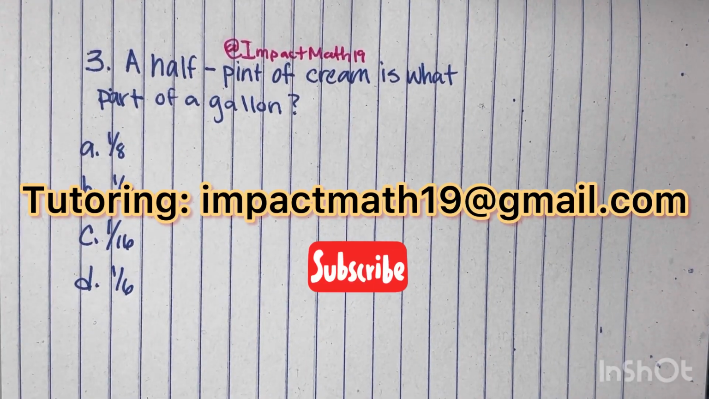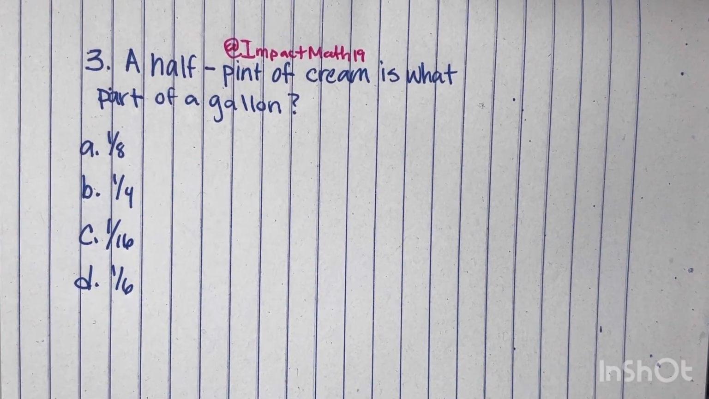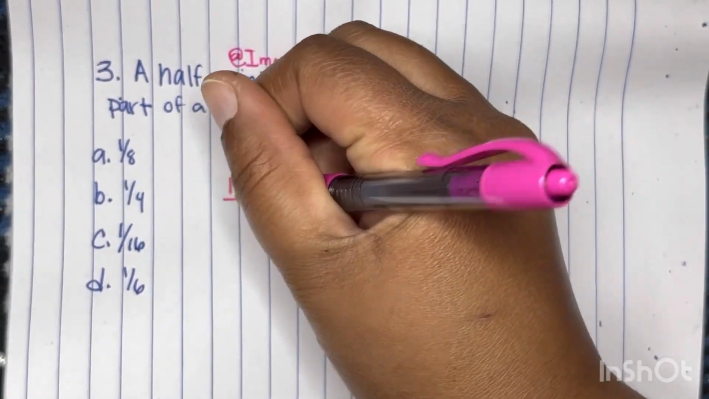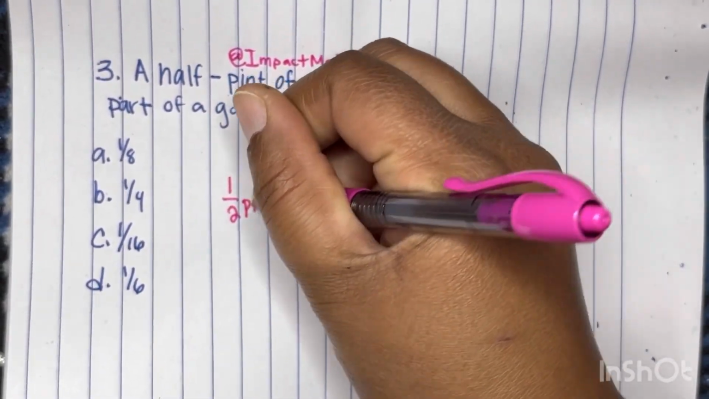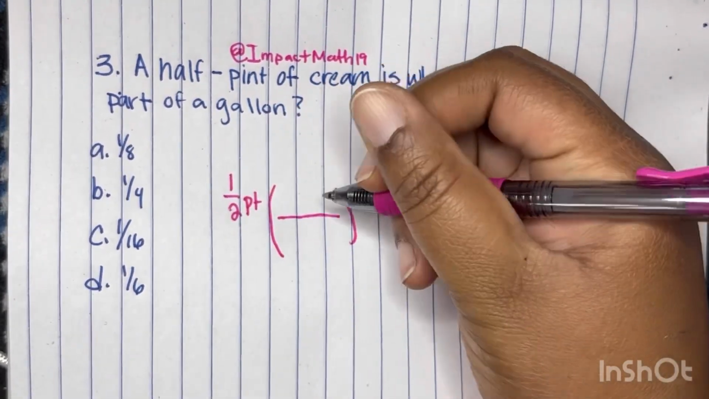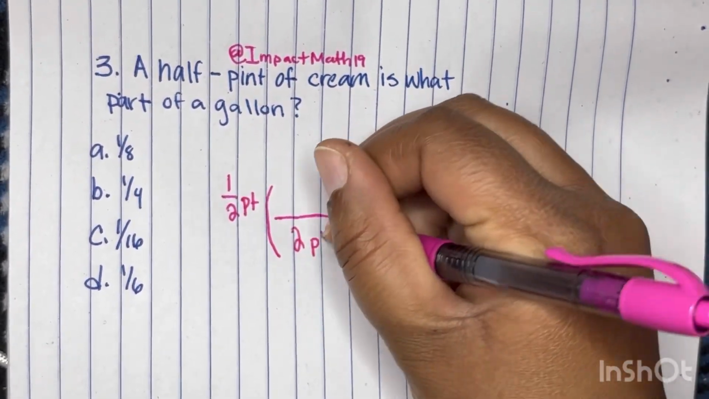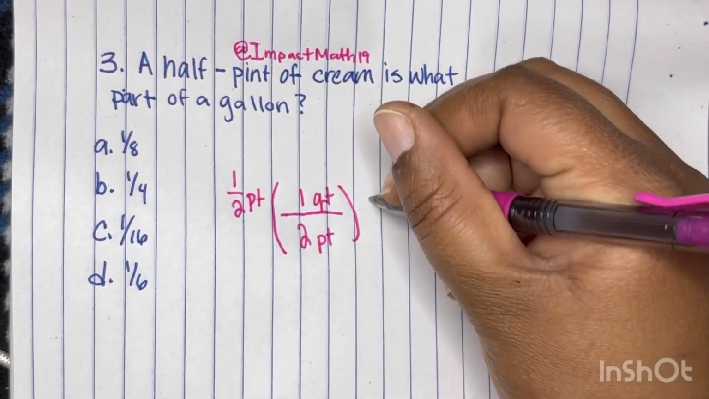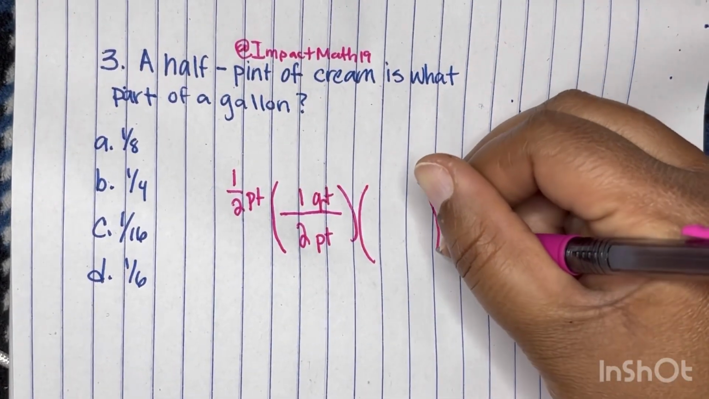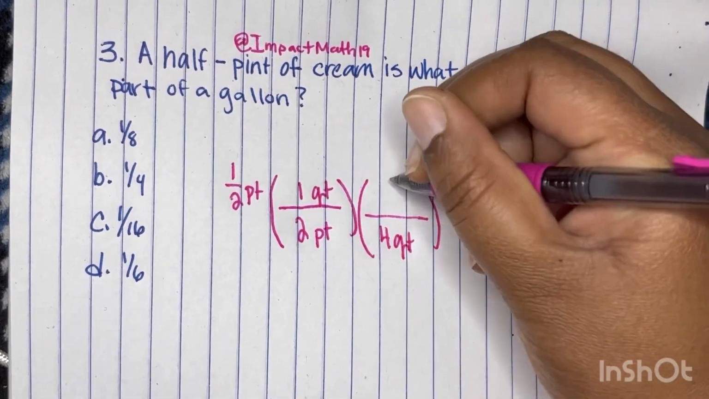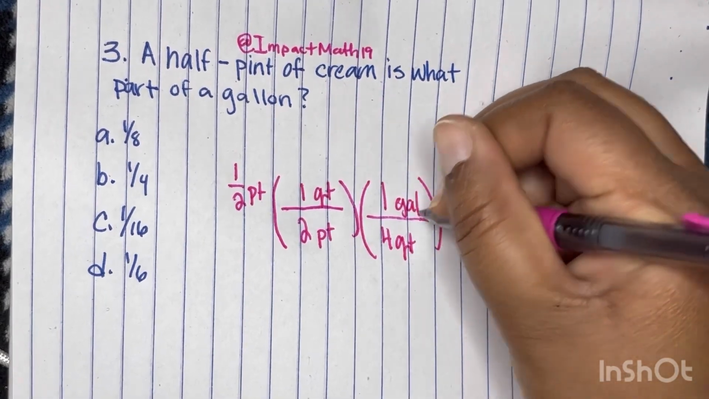Number 3, a half a pint of cream is what part of a gallon? All right, so we're always going to start with what they've given us. They said a half a pint, okay? Now, this is what you have to have memorized. There's 2 pints in 1 quart, okay? And there's 4 quarts in 1 gallon.